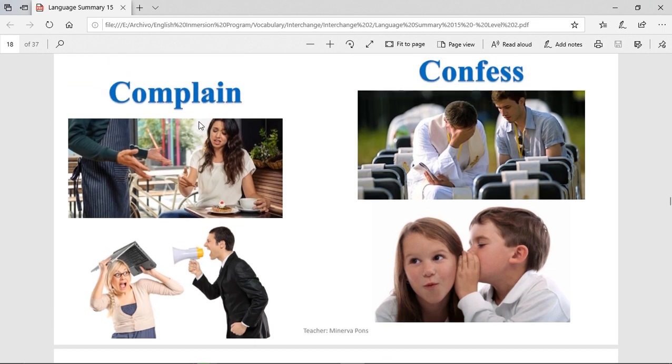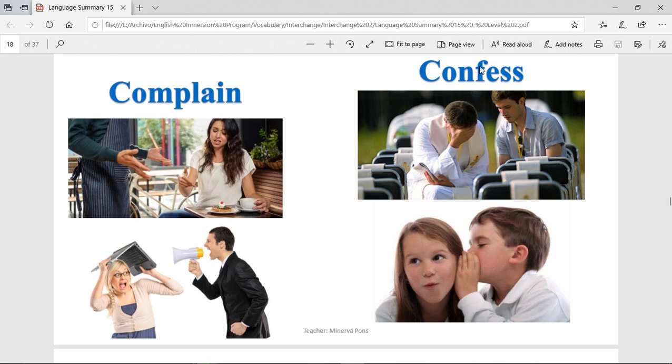Complain. When you complain, it's when you tell other people what bad things they are doing. For example, if you're in a restaurant and you see that your cake has a cockroach in it, you tell the server, like, hey, this has a cockroach in it. I cannot eat this. You're complaining at that moment.